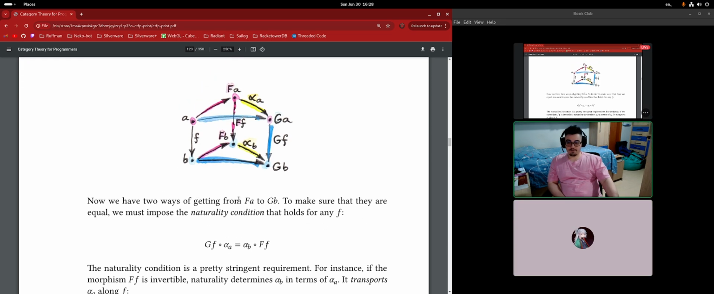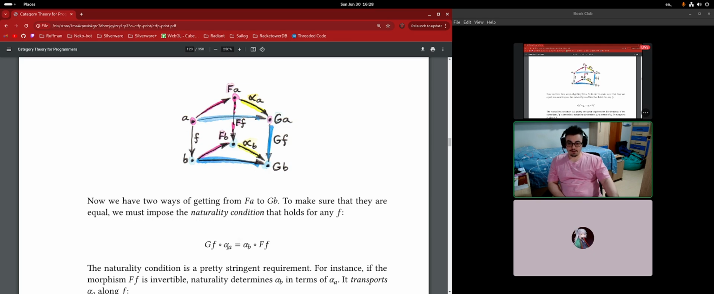Going down, we have two ways of getting from F of A to G of B, right? So if you are here, you can take this route and then this route, or you can take this route and then this route. To make sure that they are equal, we must impose the neutrality condition that holds for any f. So these two paths, we want them to be the same. So this is how you write them.